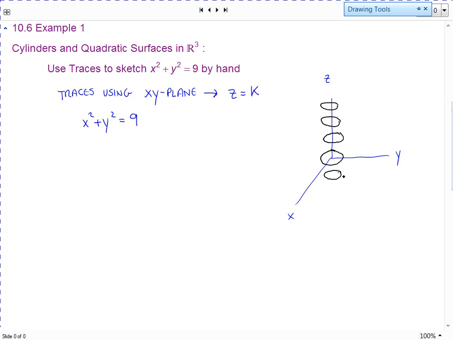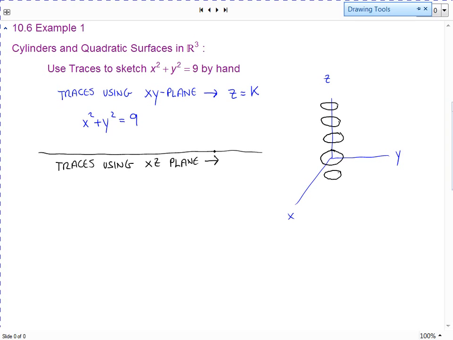Okay. That all right? Now that's probably enough to know what it looks like. But the more complicated shapes aren't that easy. So let's act like that wasn't enough. And let's move on now to the next type of traces we're going to do. We're going to do traces using, let's go with the XZ plane.